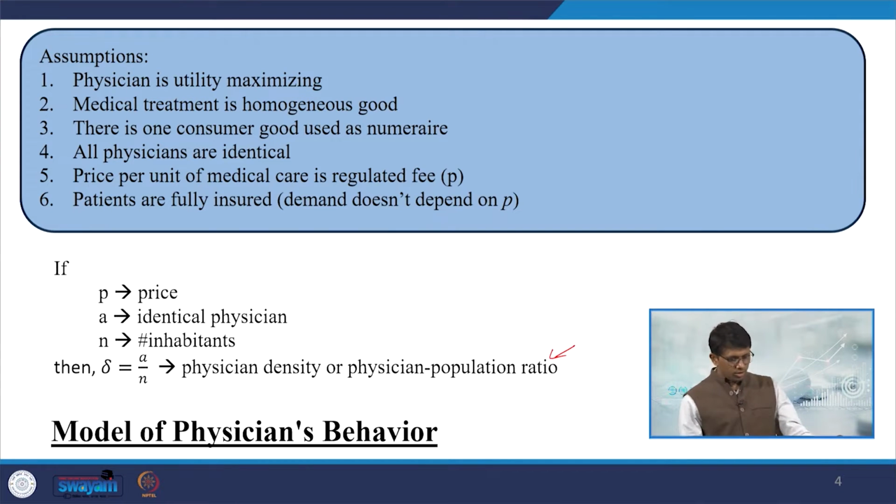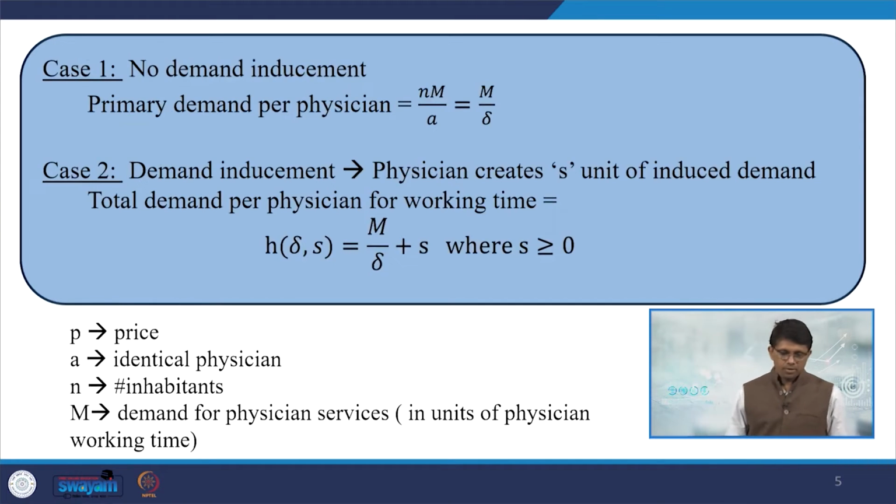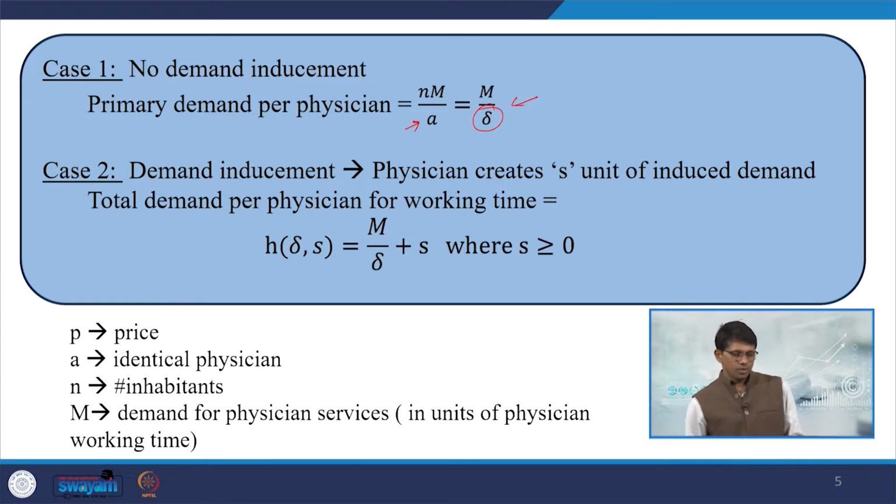So our model is on physician behavior. We start with no demand inducement, and then if there is any inducement. If there is no inducement, that's basically called primary demand for physicians. It's precisely the number of cases times the population divided by the identical physicians. So that's N by A, or A by N is precisely called the delta. So M upon delta is called the primary demand for physicians.